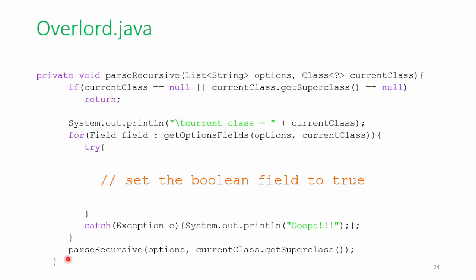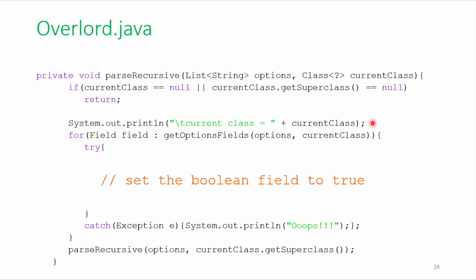And then at the end of the method, we are going to call ourselves recursively with the same options, okay, but with the superclass of our current class. So we use currentClass to get a class object corresponding to our superclass, and there you go, we apply the parseRecursive job again on that superclass. And then if it has one more superclass, we go again and apply this job to the superclass itself.